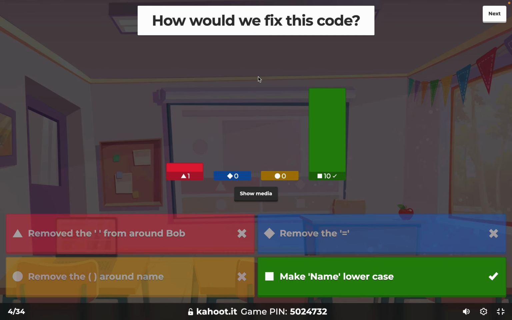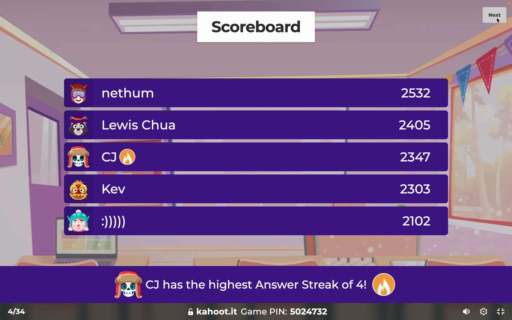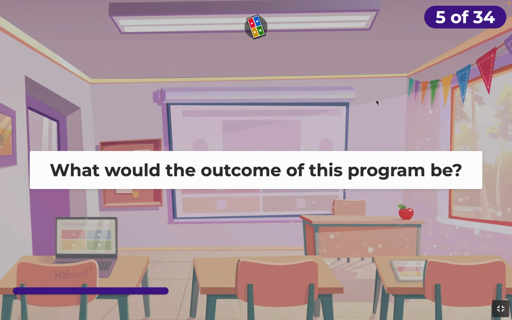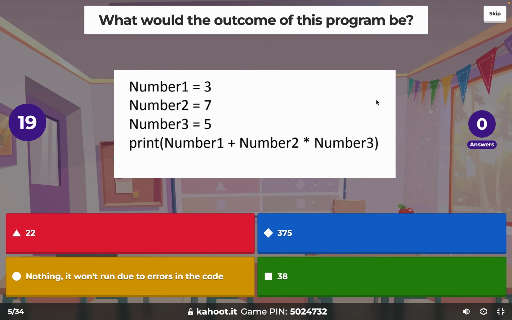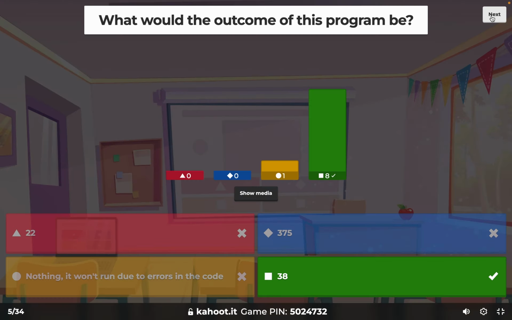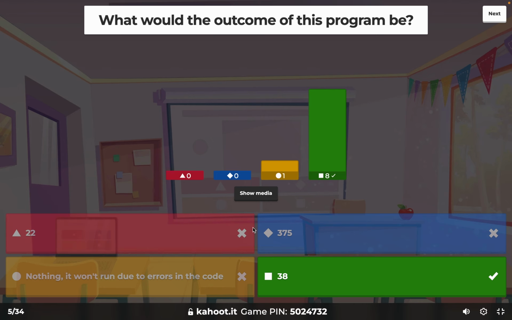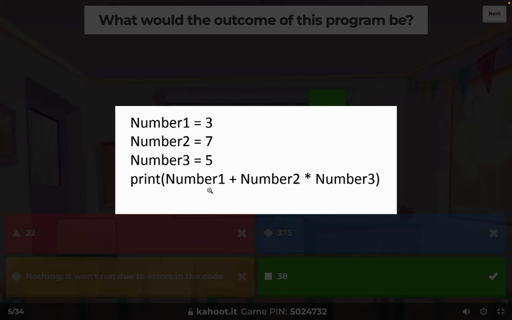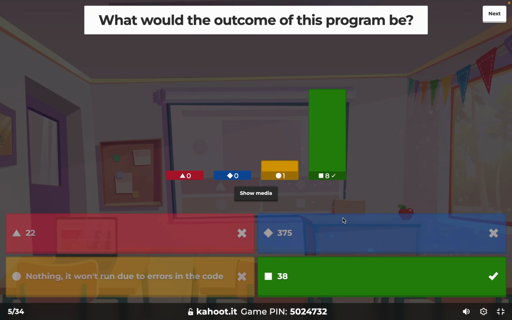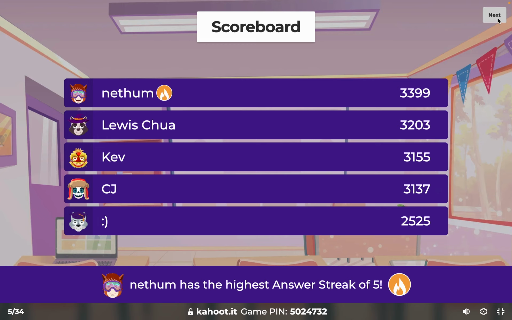So capital case matters, okay? Who said error? Okay, but this is perfectly fine. Print can take numbers as inputs as well. So this will end up being a number, which is 38, as most people quickly calculated.